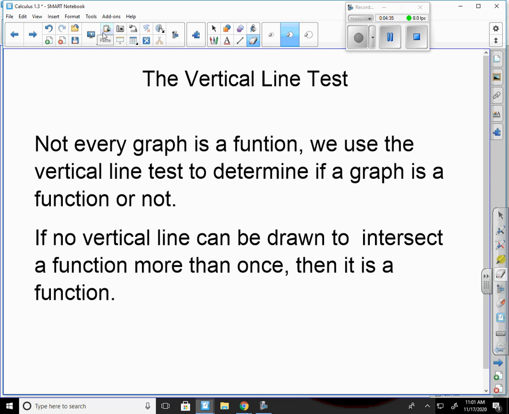Vertical line test. Not every graph is a function. We use the vertical line test to determine if a graph is a function or not. If we can't draw any vertical line to intersect a function more than once, then it is a function. Remember, vertical lines mean it's straight up and down.